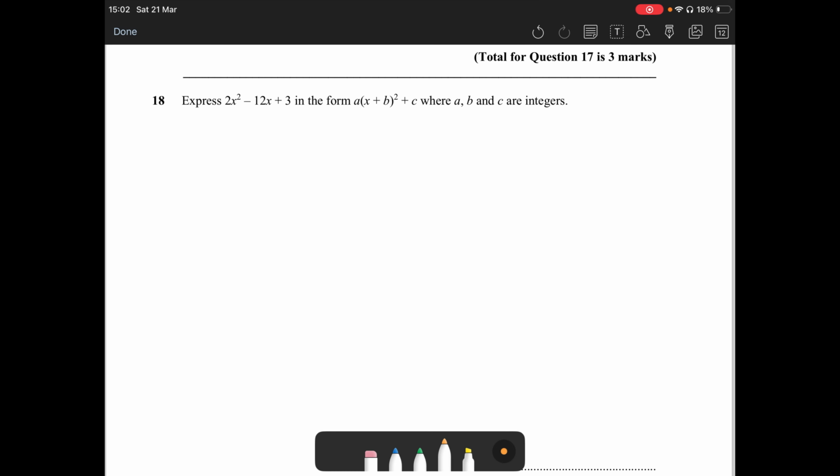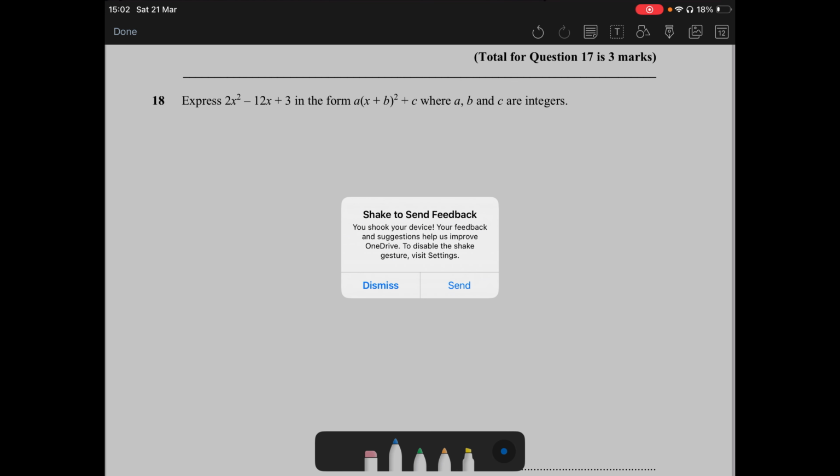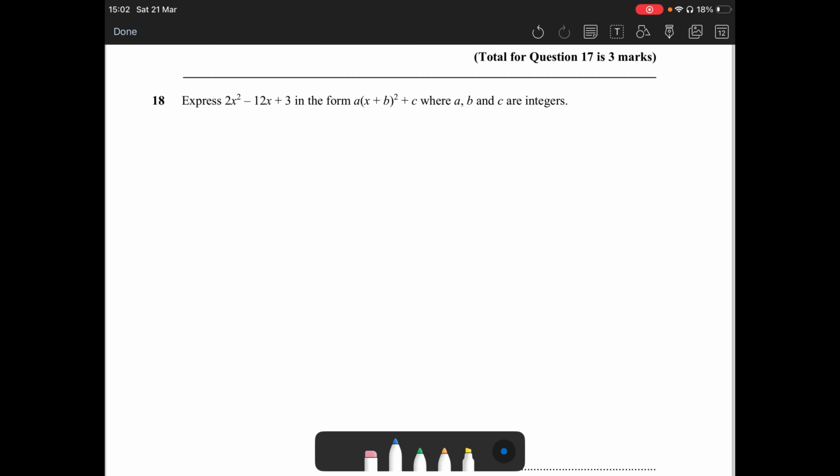Completing the square now. Anyway, we move. So, completing the square, always start, forget the 3 for now. Focus on that, right? Bring out 2 as the factor, x squared minus 6x, because obviously that would give you 12x if you times it out, plus 3. Now, completing the square, you always halve the number in front of the x, in this case, minus 6.